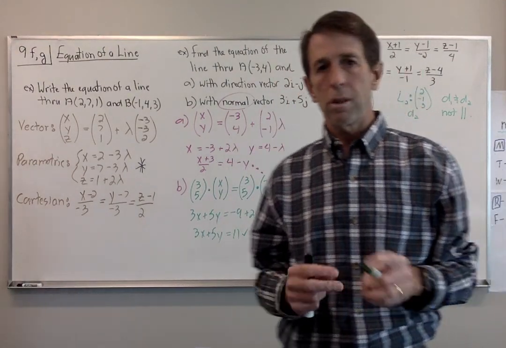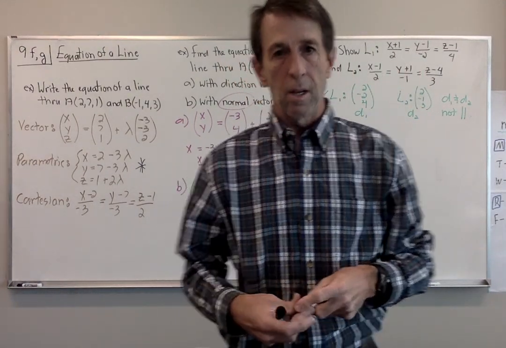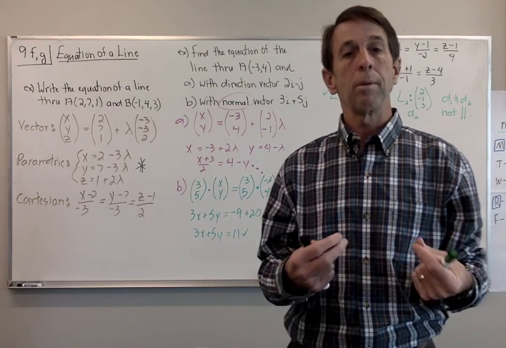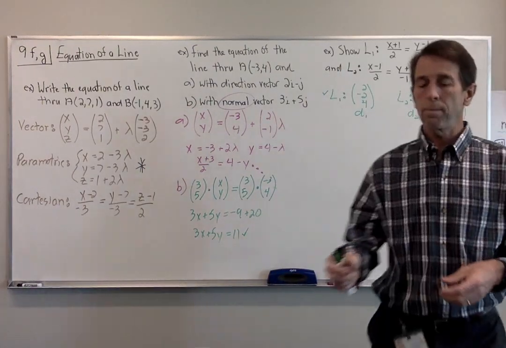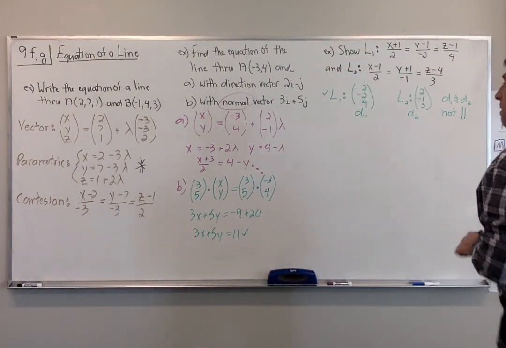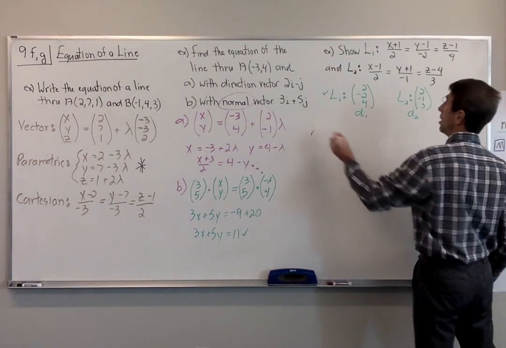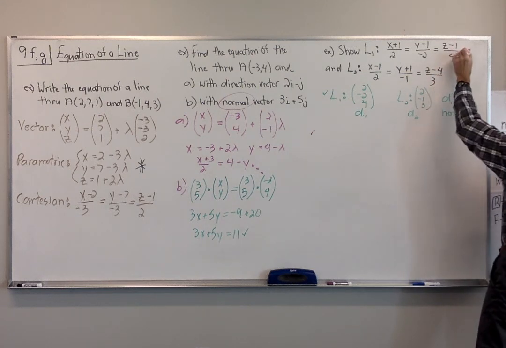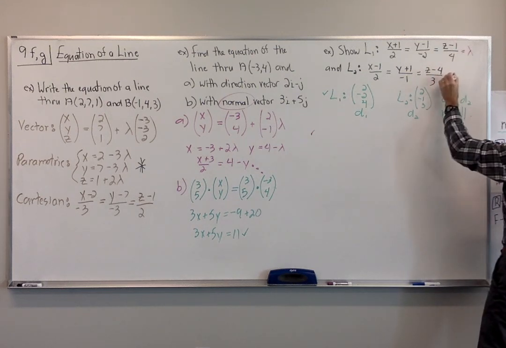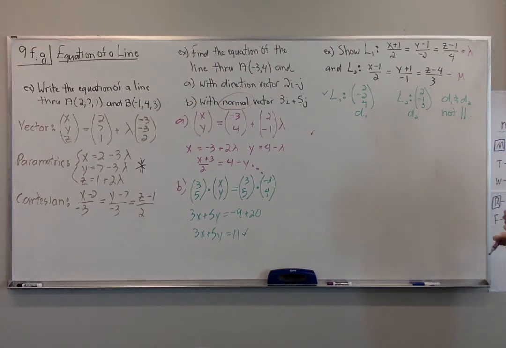Now we have to show that they have no point in common. And one option for that is to put them in parametric form. So let's write these in parametric form. Parametric form, remember we can think of this as like a lambda. We can think of this as mu, very common.